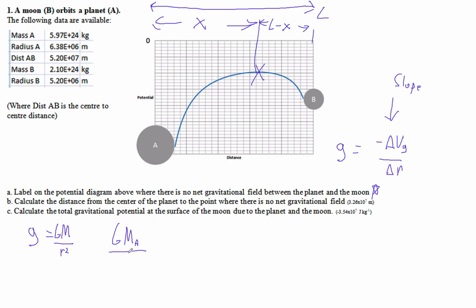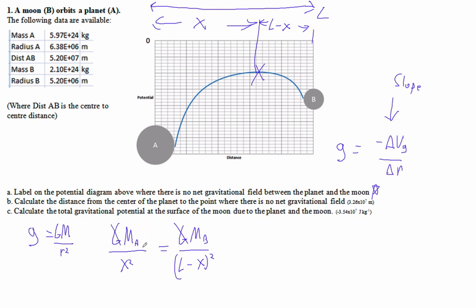Right, and this gets a little bit tricky. So what we're going to say is that the gravitational field toward this planet A, G mass of A over X squared, is going to equal G mass of B over L minus X squared. Now, let me suggest a strategy here. Obviously, you can cancel G.